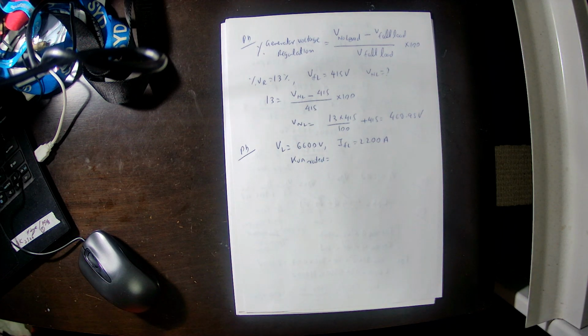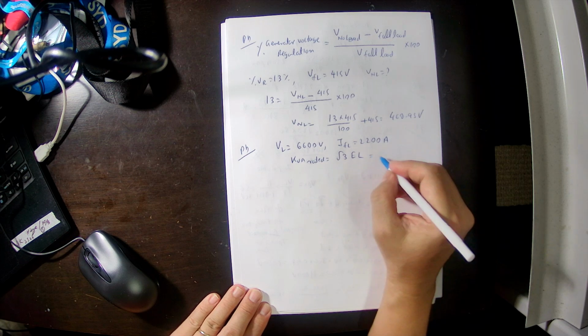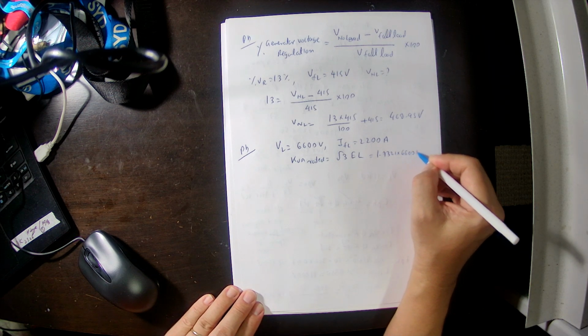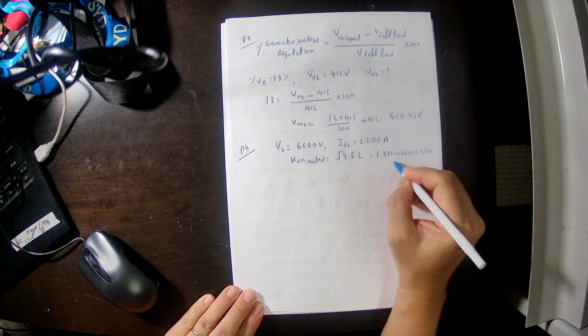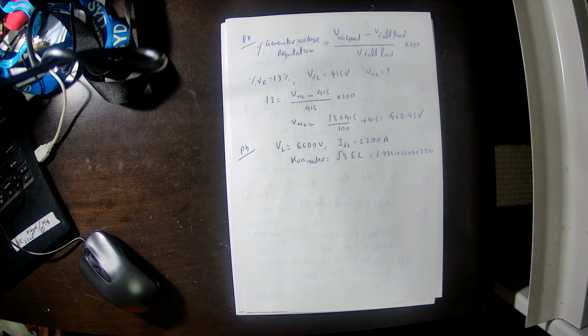So there will be a 3-phase alternator. Rated kVA equals √3 EI. So that will be 1.7321, voltage 6600, current 2200. To convert to kVA, divide by 1,000. So rated kVA we can also calculate this way: 1.7321 multiplied by 6600 multiplied by 2200. So we got 25150.